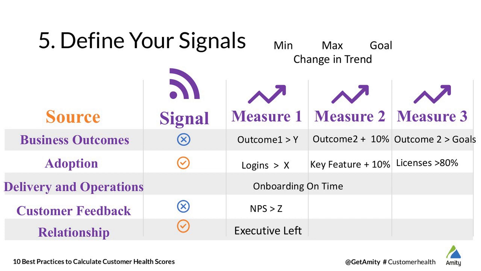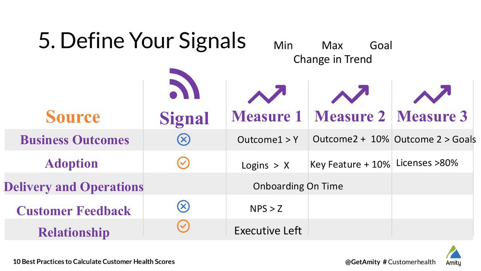And then the way you can think about how you're going to get those signals is you're going to take metrics that give you some insight into those signals and put some conditions around them. So, if you're looking for a business outcome signal, it's just a simple, is this business outcome greater than Y for the month? Or maybe it's a trend. So is this outcome 10% ahead of where it was the previous quarter?